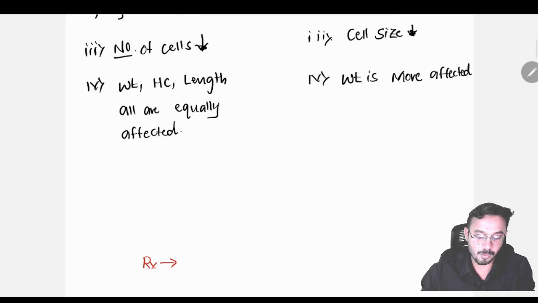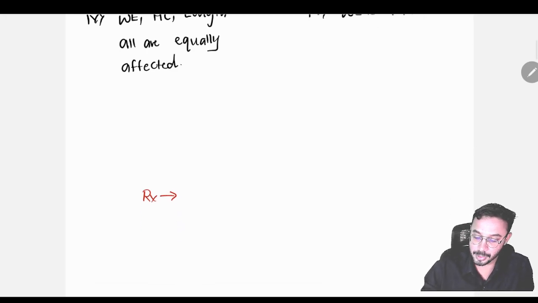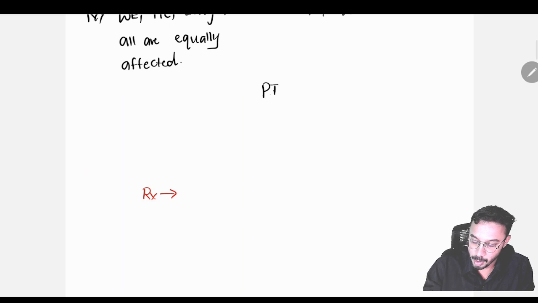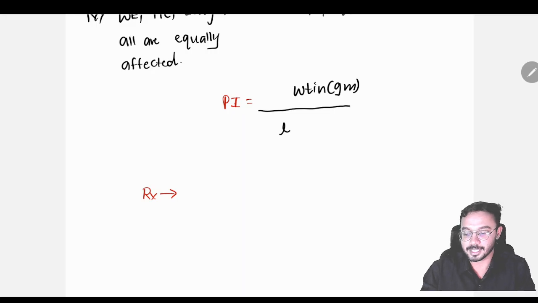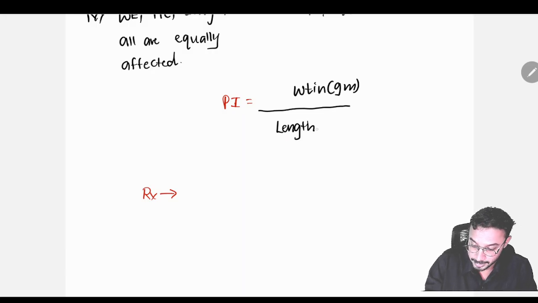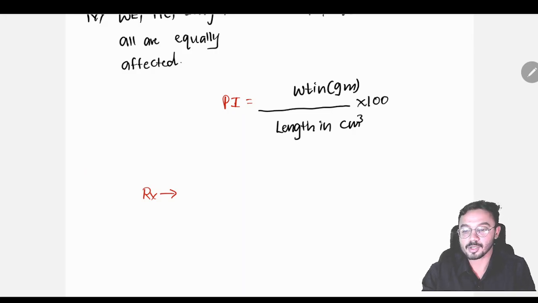Okay. And what about the ponderal index used in IUGR? Very important formula. Ponderal index, what do you mean by this? You are measuring the weight in grams and dividing by length in centimeter cube. Ponderal index equals weight in grams in the numerator, and in the denominator length in centimeter cube, into 100. Okay. This is about ponderal index.